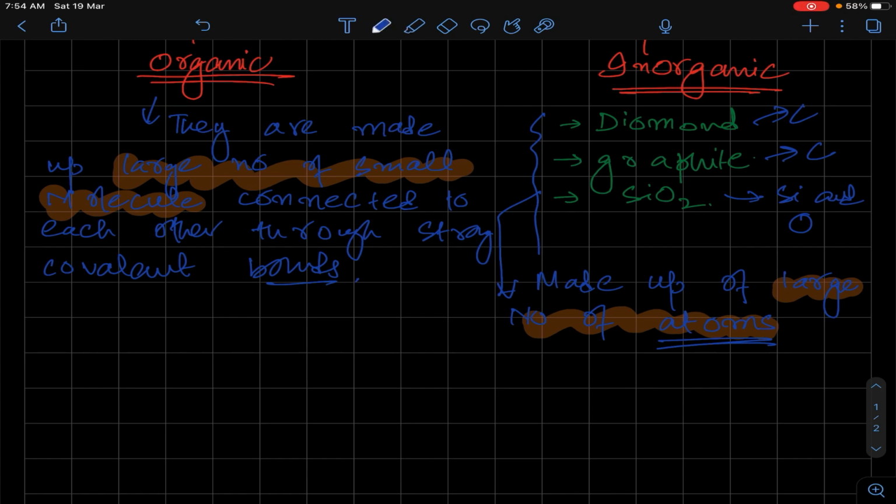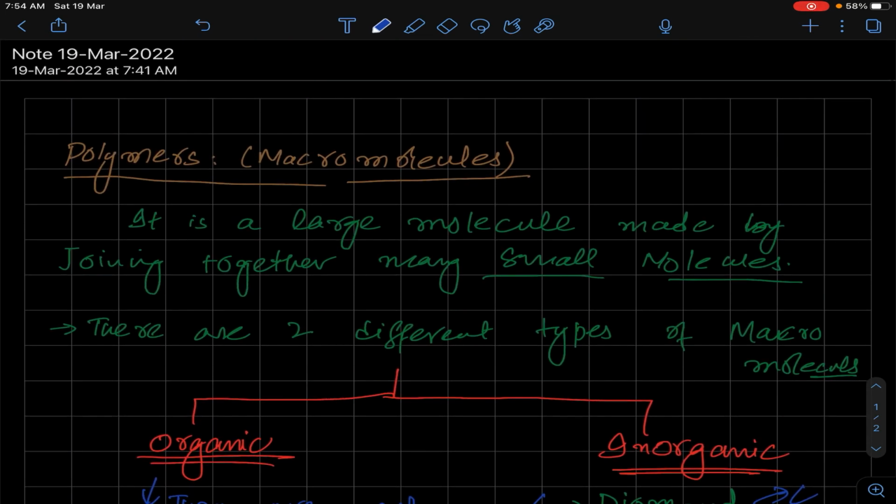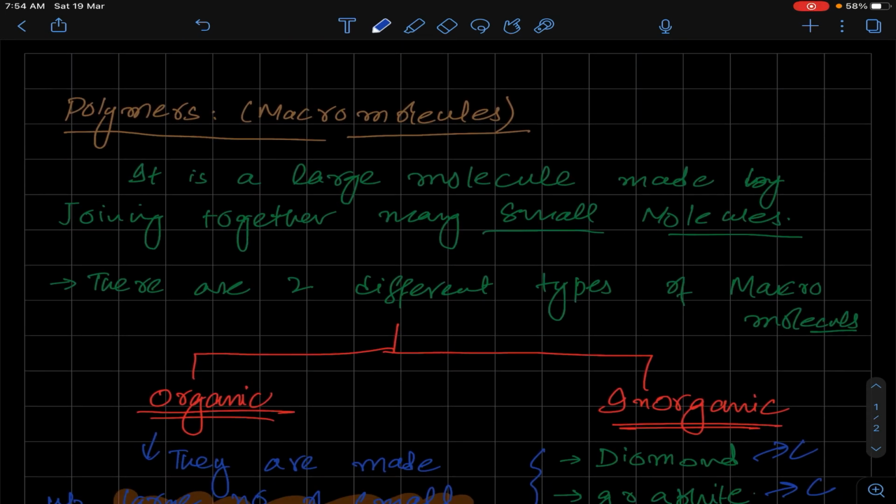So for this reason, organic macromolecules are also known as polymers. We can also call them polymers, right? Inorganic macromolecules are not polymers, but organic macromolecules are also known as polymers. So this is the basic difference between organic and inorganic macromolecules. All right, so this is what polymers are. We've defined polymers as large molecules made by joining together small molecules.